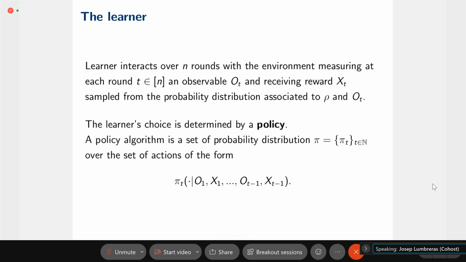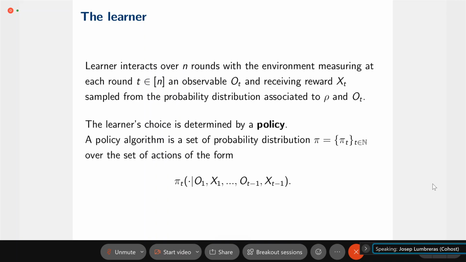So the learner interacts with the bandit as follows. The learner will interact over n rounds with the environment, so with a unknown quantum state from this set of quantum states. At each round, the learner will select one observable from the action set and will perform a measurement on the unknown quantum state. From this, we sample a reward with the probability distribution associated to the quantum state and the observable. The strategy of the learner is determined by what we call a policy, and a policy is just an algorithm that tells you at each round what observable to select.